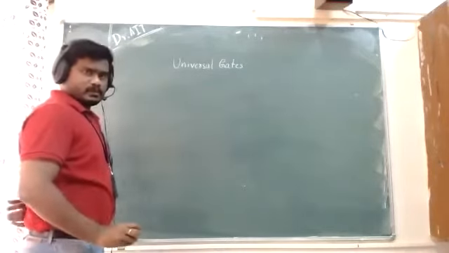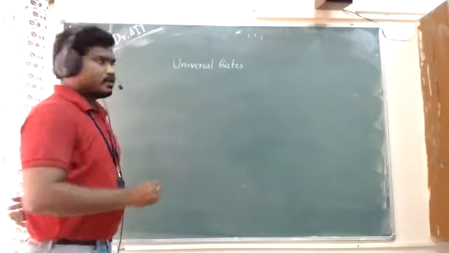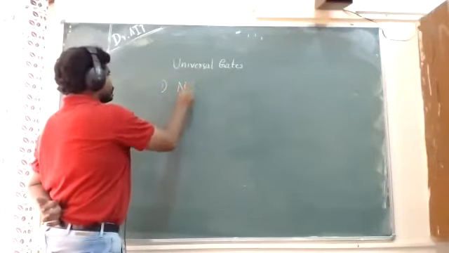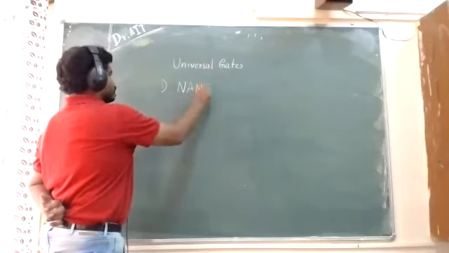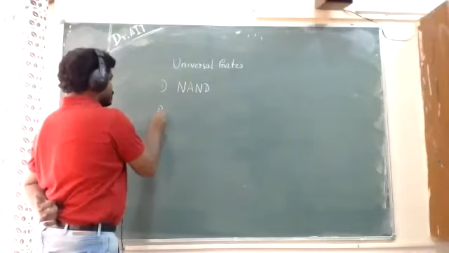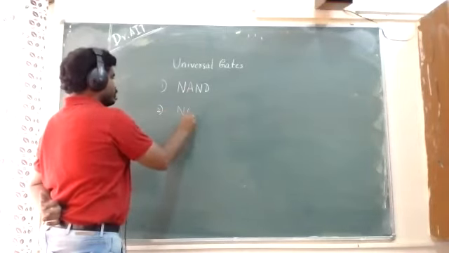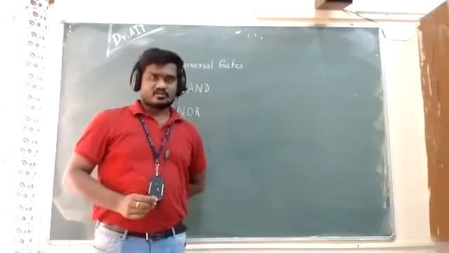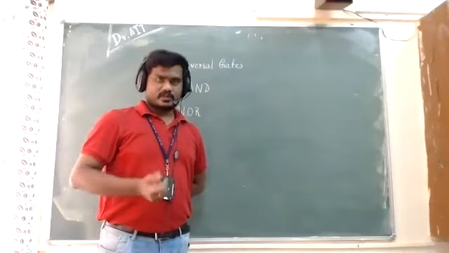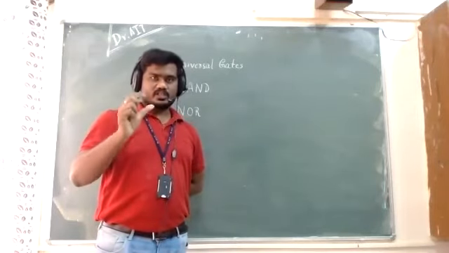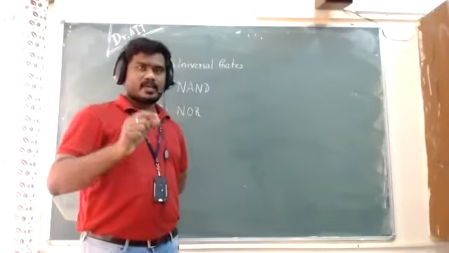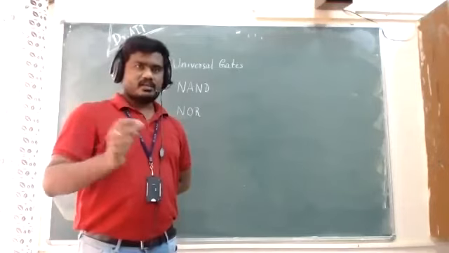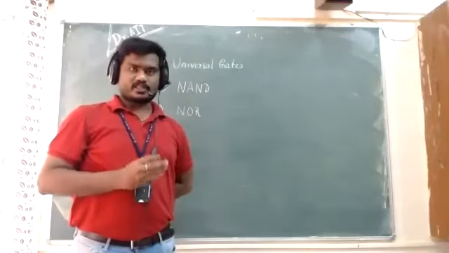See, as you know, there are two types of universal gates. First one is NAND gate, and the second is NOR gate. Now the question is, why are these two gates called universal gates? The answer is very simple. Using these two gates, you can implement any type of basic gates. That is the reason why these two gates are called universal gates.